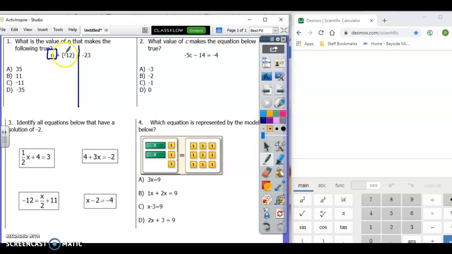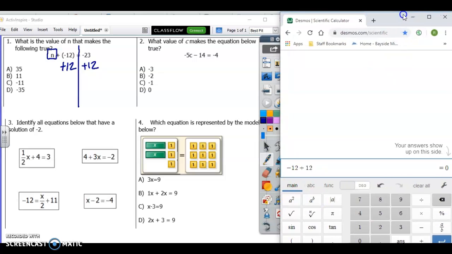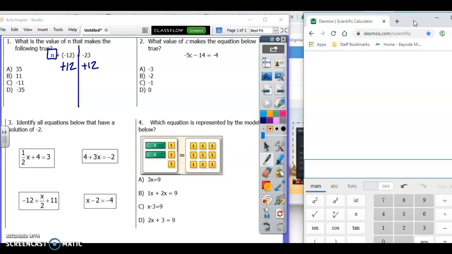The whole idea is we want this negative 12 to be 0. So in order to make negative 12 equal to 0, we're going to do the opposite and add 12. So you go to your calculator, it says negative 12, so you just check. Plus 12, and you get 0. So that's what we wanted. So we got 0. So what that means is now we can cross that off and continue with the problem.